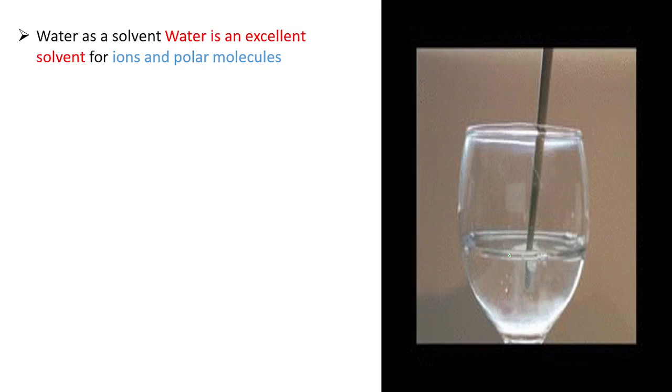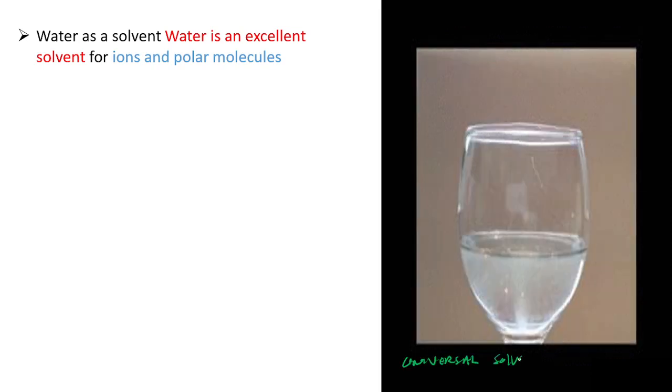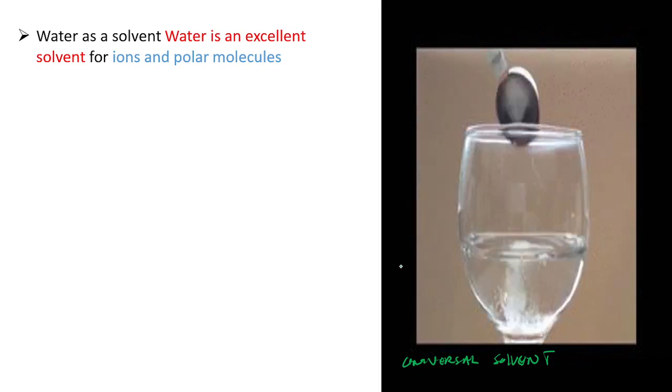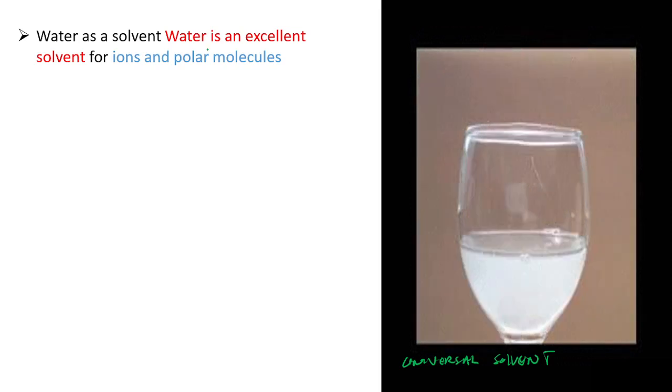Why is it a universal solvent? Because most molecules are capable of dissolving in it. The reason why these molecules and ions are able to dissolve in water is because of the presence of the hydrogen bonds. So water acts as an excellent solvent for ions. And when you talk of ions, we are simply talking about things like sodium chloride.